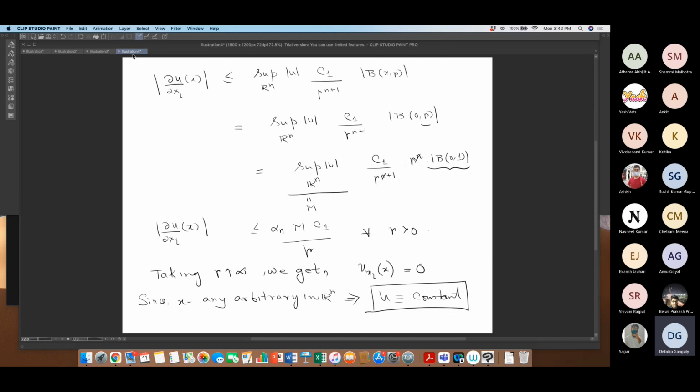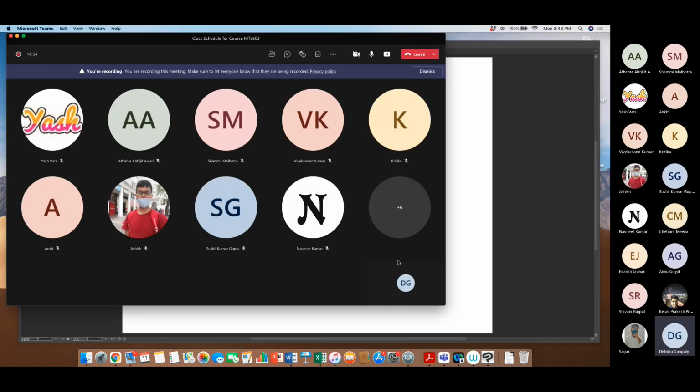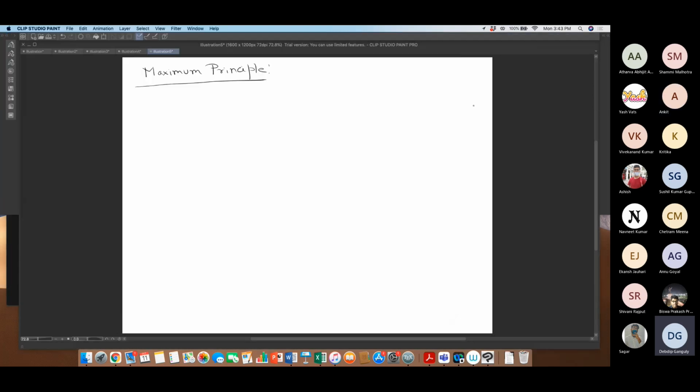Now I will do another very important theorem. You have seen this theorem in complex analysis, the maximum modulus principle. Here it is called the maximum principle. This is very important. Can anyone tell me what the maximum modulus principle is in complex analysis? If U is an analytic function, can anyone recall? Maximum occurs on the boundary. Exactly, very good. Here also the same thing will work.